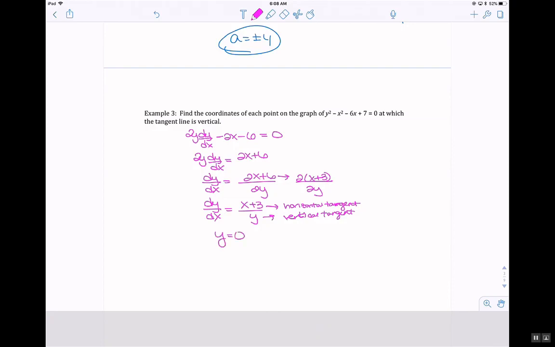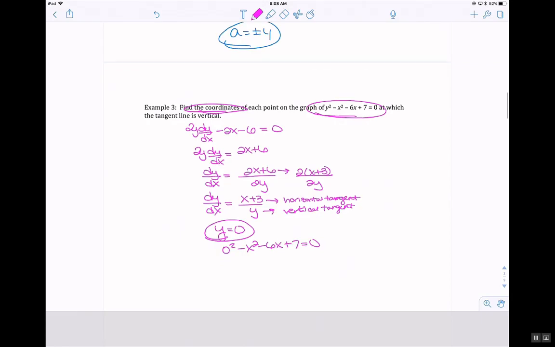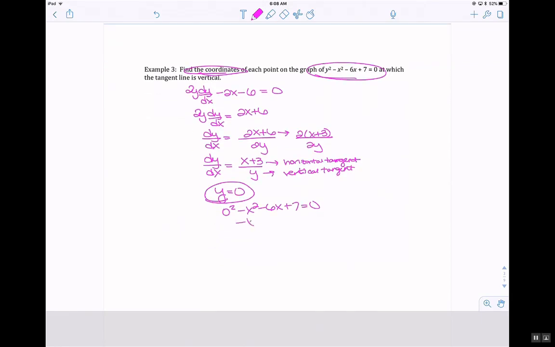So, y being equal to 0, I want to find the coordinate points. So that means I need my corresponding x values. I'm going to take my original equation and substitute y equals 0 in there. So that means that I get 0 squared minus x squared minus 6x plus 7 is equal to 0.